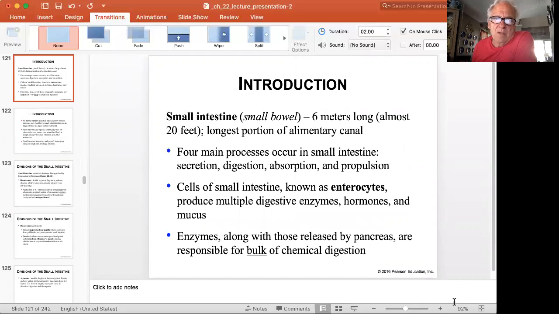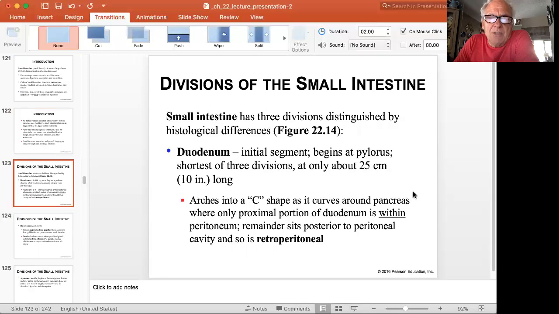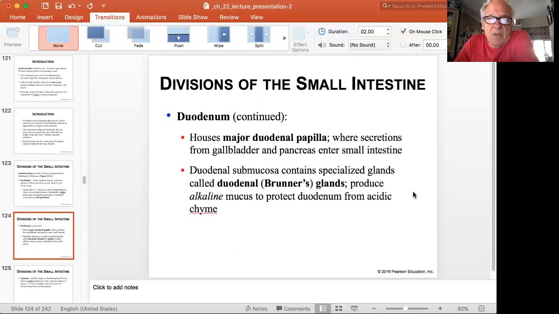Now, the cells of the small intestine are known as enterocytes, the epithelial cells within the small intestine. They have various digestive functions, hormones, and mucus involved in absorption of various components that are necessary for the body. And the duodenum is the first part. It's retroperitoneal. Remember, it's outside that peritoneal cavity. The duodenal papilla is a place in that duodenum where the pancreatic duct and the bile duct come together and empty into the duodenum.